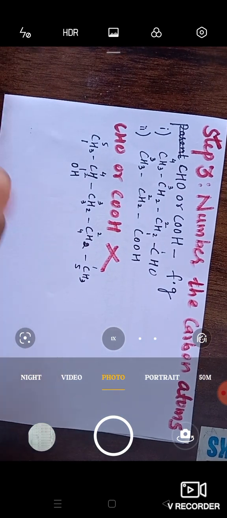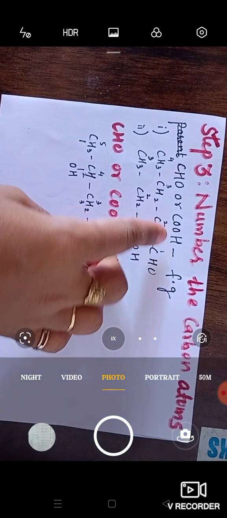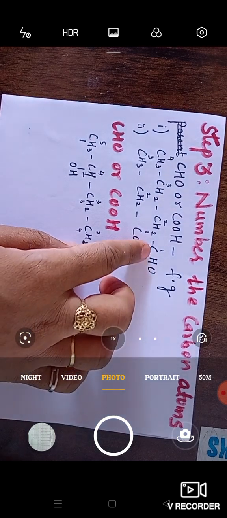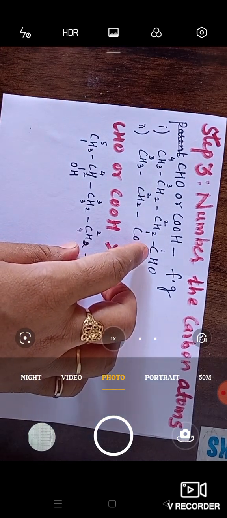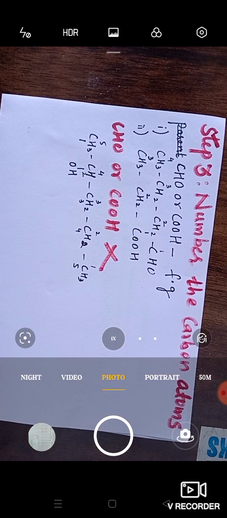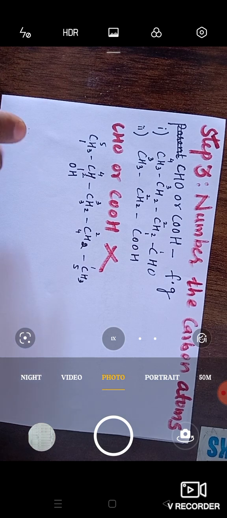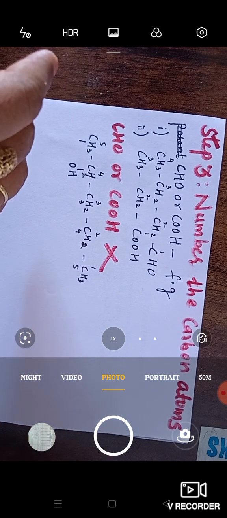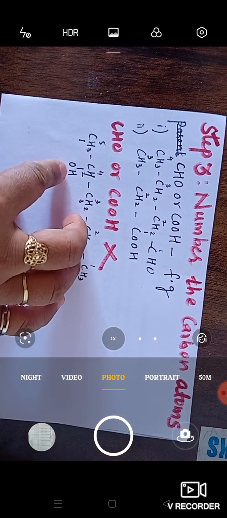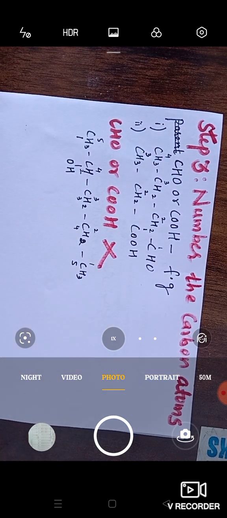So while numbering the carbon atom, the first rule which we need to follow is, if there is CHO or COOH group present as a functional group, we need to give the carbon of the functional group number 1, and from there we will start numbering. And if it does not have these two functional groups, then we can give numbering from both directions, but we need to accept that direction from where the functional group carrying carbon atom is getting the smaller number.